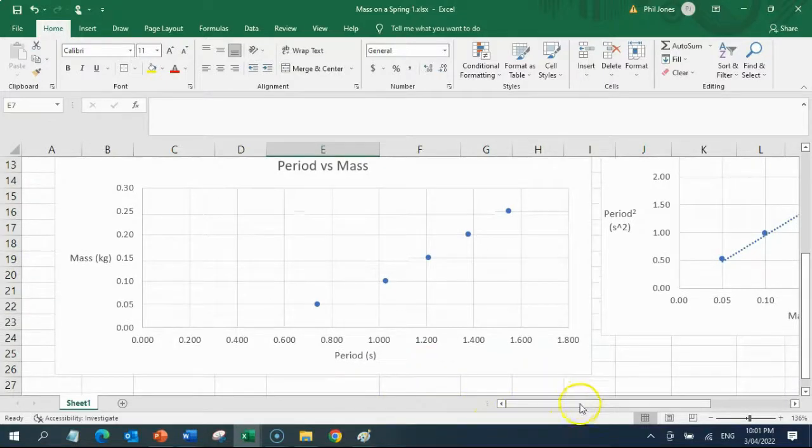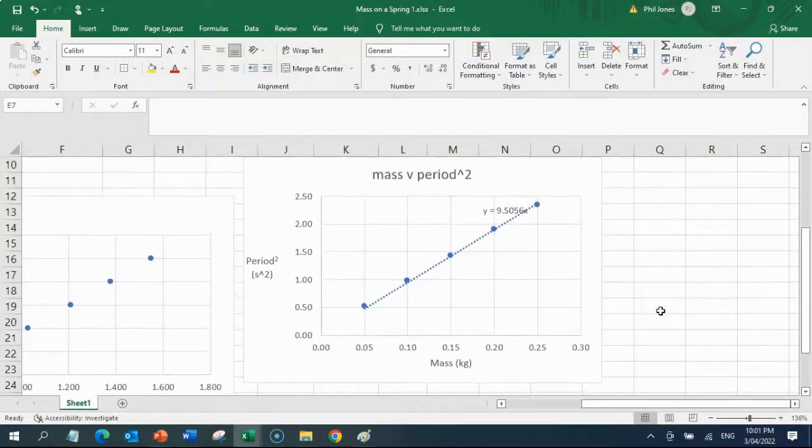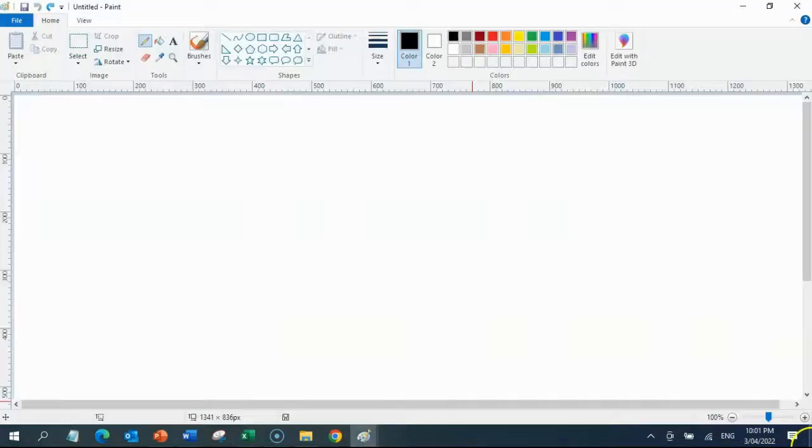So if I move the graph over here, the spreadsheet over here, we do get a straight line if we square the period. And then we can create a gradient and have a look and see what that gradient means. To see what that gradient means, we go back to the formula.